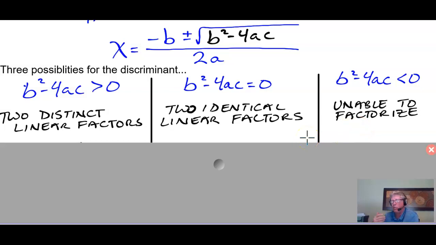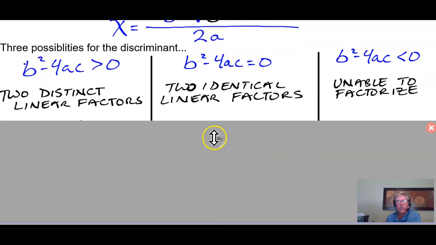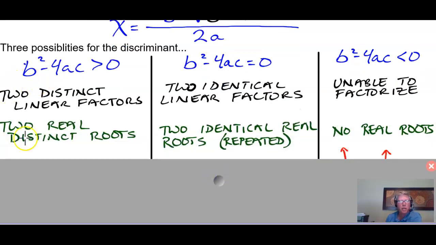But we have to be able to understand what we're saying, so let's take the next level. Two distinct linear factors means it has two real distinct roots. So remember, roots, x-intercepts, solutions. Maybe geometrically you're kind of seeing what happens. It means that the parabola crosses the x-axis in two different spots.